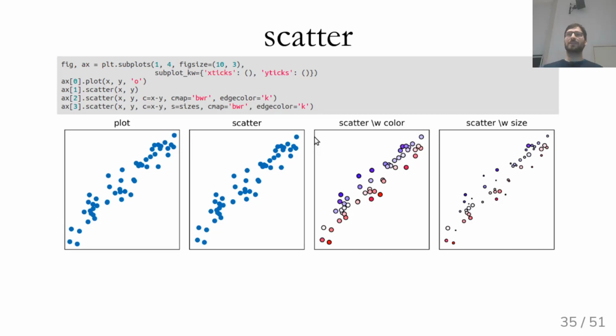New in Matplotlib 3, I think, for some reason, is you can also have legends for scatter plots. But it's a little bit annoying.